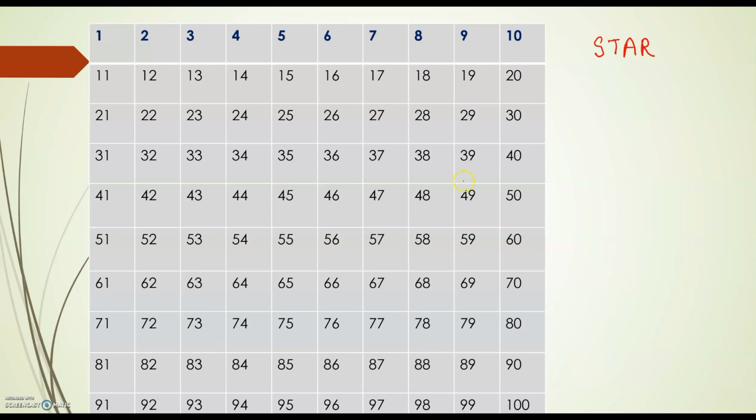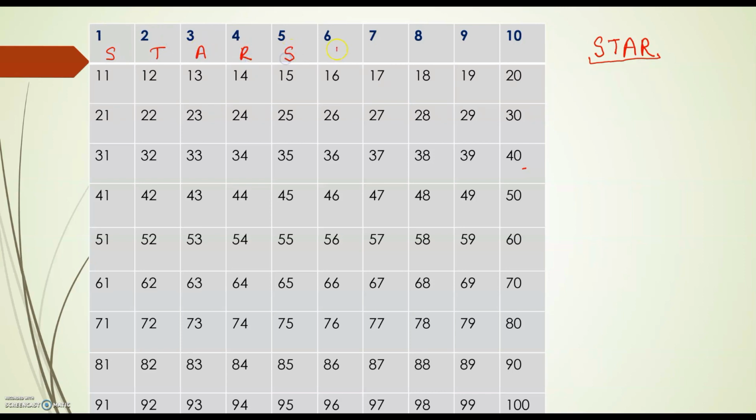And then we will write this word continuously in the 100 grid. And we will write it till 40 because this is a 4 letter word. So I am writing here S T A R.